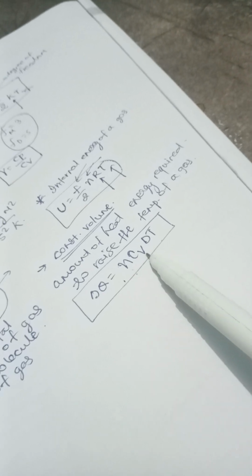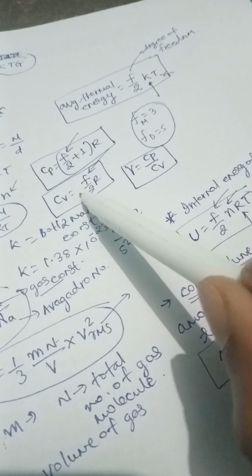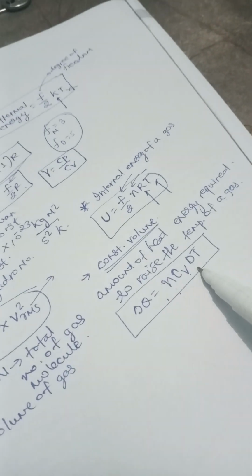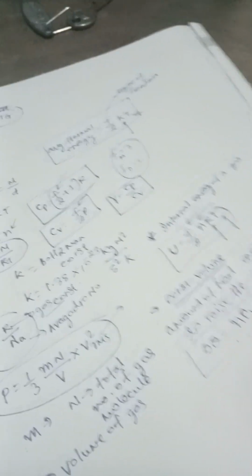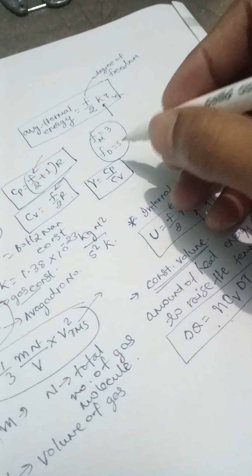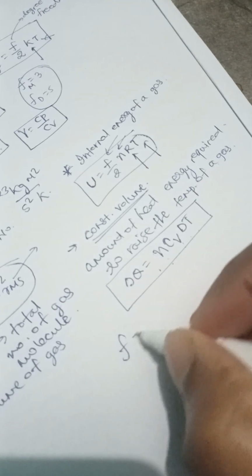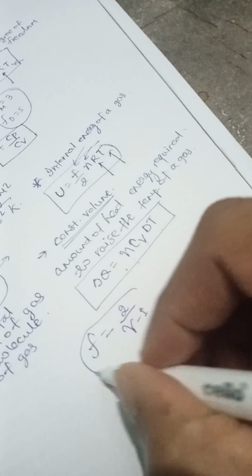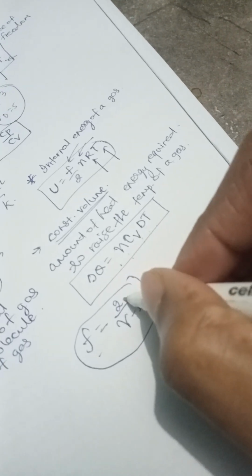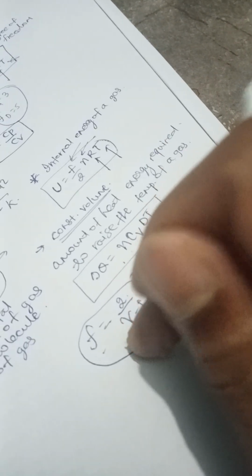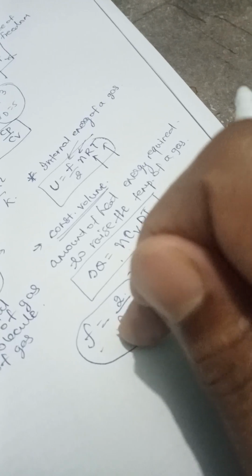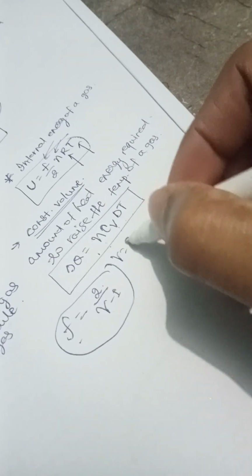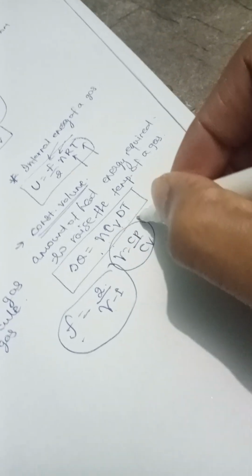Cv we can calculate by this formula, F by 2 into R, and delta T will be the change in temperature. And again, the degree of freedom can be calculated as 2 upon gamma minus 1. This formula was directly asked in the NEET examination. And again, gamma is equal to Cp upon Cv.